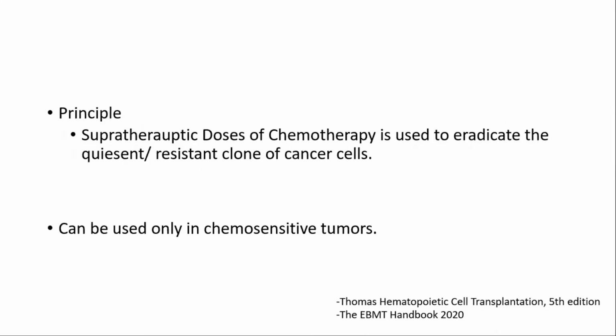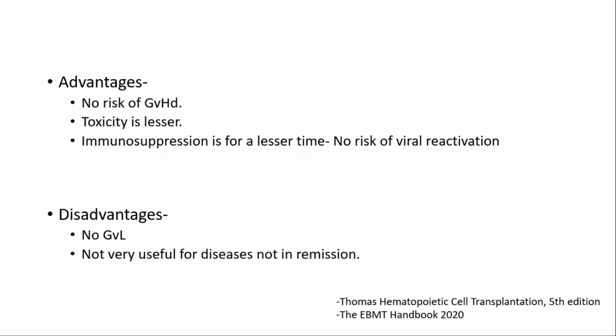So this is what we discussed, and the main use of it is only in very chemosensitive tumors. If a tumor is chemorefractory or you don't have a complete remission before going into transplant, an autologous transplant doesn't help much. The advantages here are there is no risk of GVHD, the toxicity is lesser, and immunosuppression is lesser. So the risk of viral infections, etc., is much lesser than in an allogenic transplant. The disadvantages are there is not much GVL, and it is not useful if the disease is in remission.